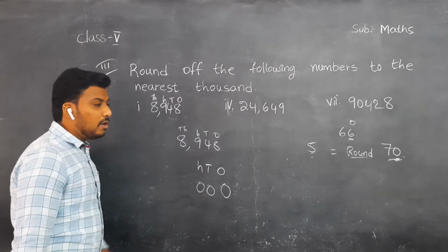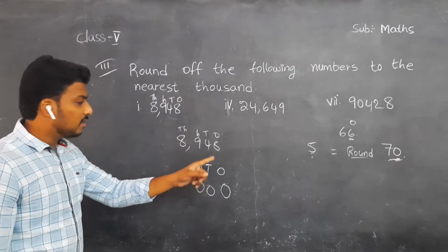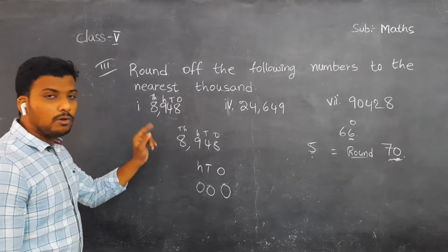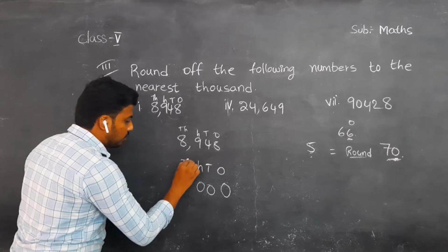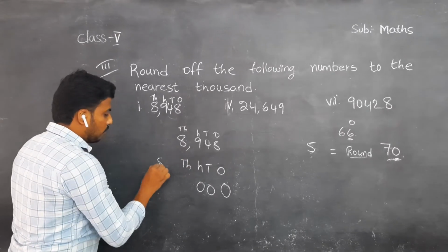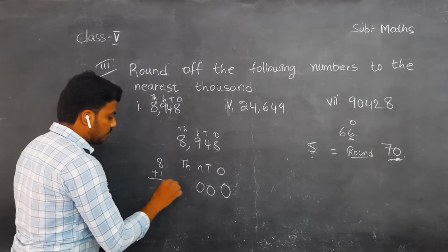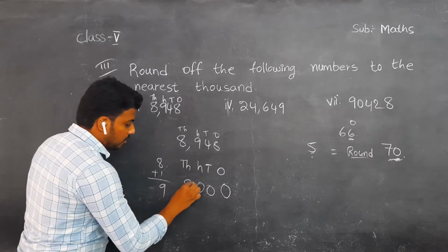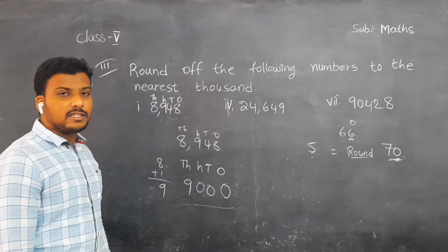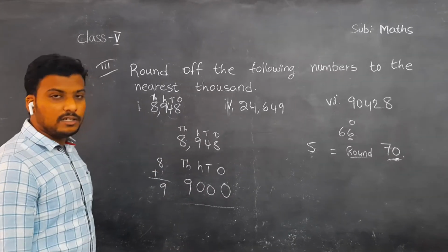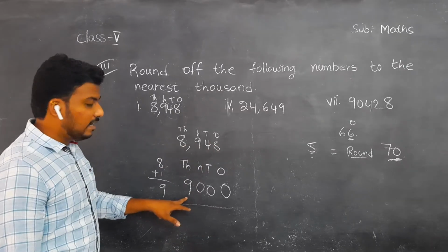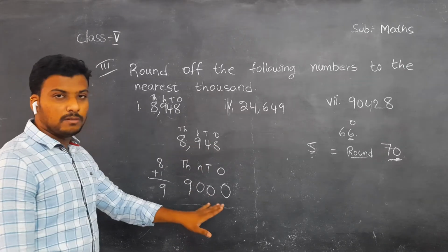Why, sir? Because you are adding 1 to the next thousands place. In the place of thousands, the value is 8. So you are adding 1 to the 8. 8 plus 1, how much? 9. So 9,000 is the nearest thousand. Understand, children? 8,948 is the given number, and the nearest thousand is 9,000.